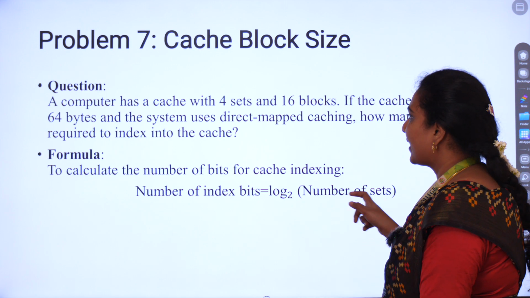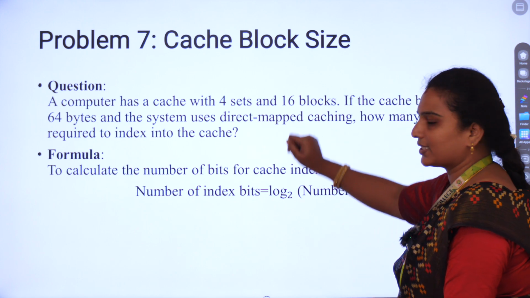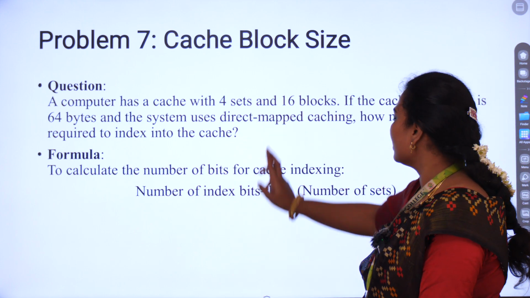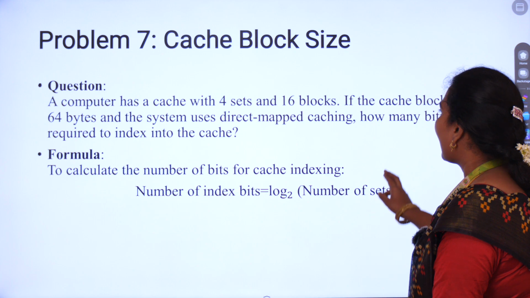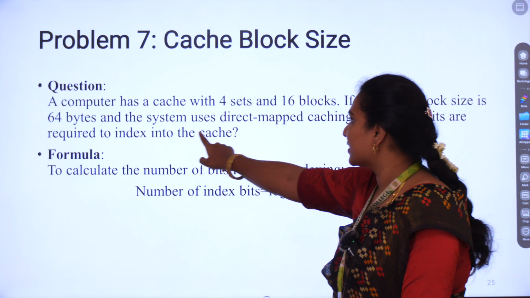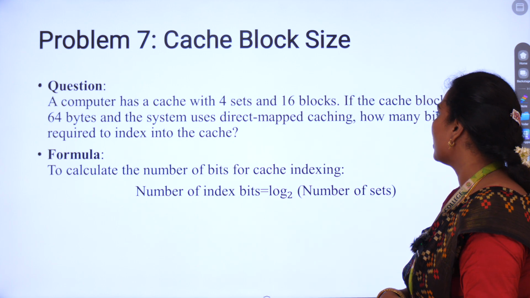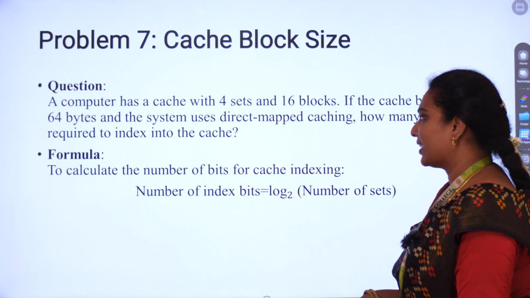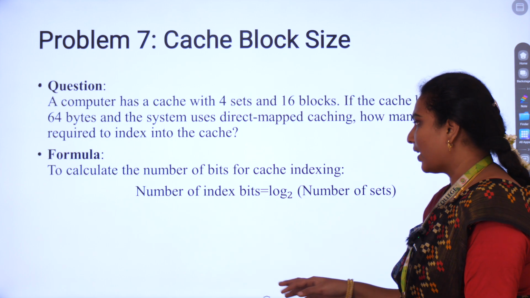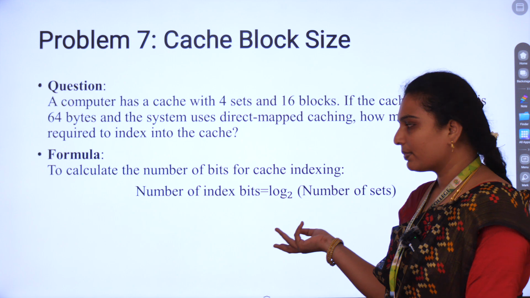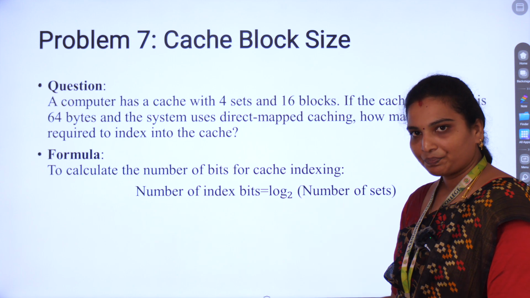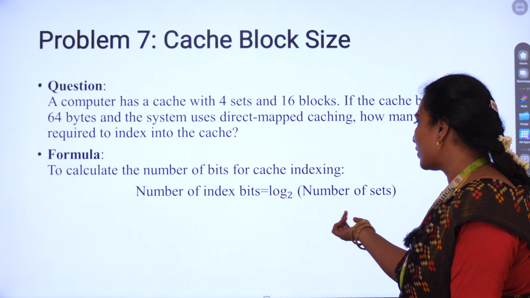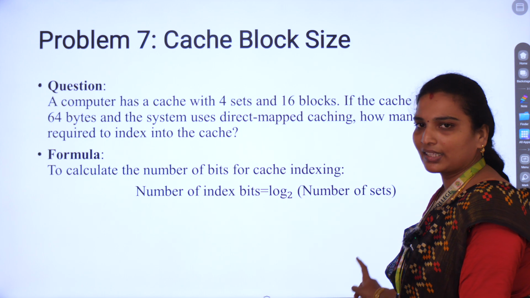A computer has a cache with 4 sets and 16 blocks. So it has 4 sets and the block size is 16. If a cache block size is 64 bytes and the system uses direct mapped caching, how many bits are required to index the cache? Here we have to calculate the number of index bits. So we are using the log again. So log to the base of 2, number of sets is nothing but 4.